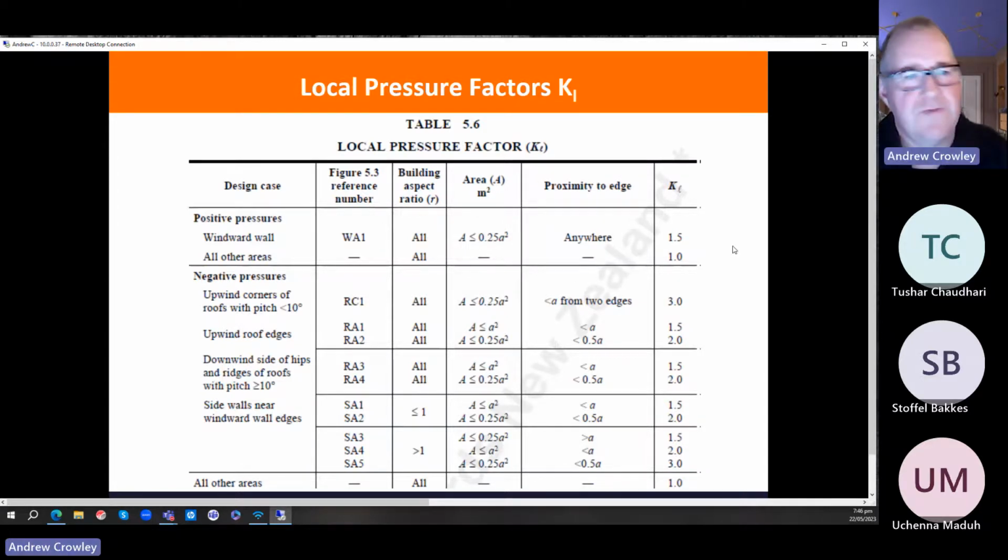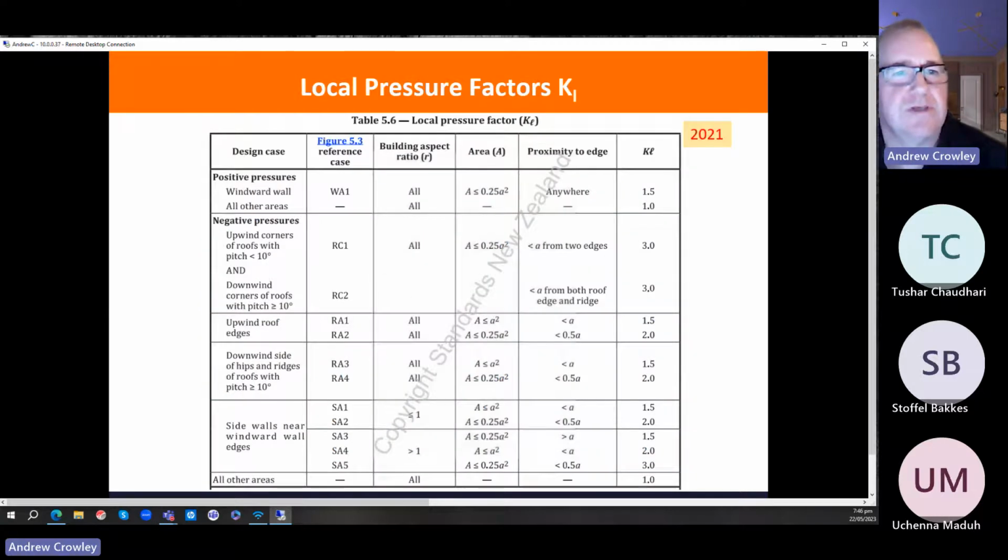Only one of them, the WA1, is looking at positive pressure. All the rest are looking at negative pressures as well. There's a slight difference in the 2021 edition. What they've done is sneak in this RC2, which basically says this extra local wind pressure up to 3 doesn't just apply for low pitch roofs, it applies for higher pitch roofs as well.